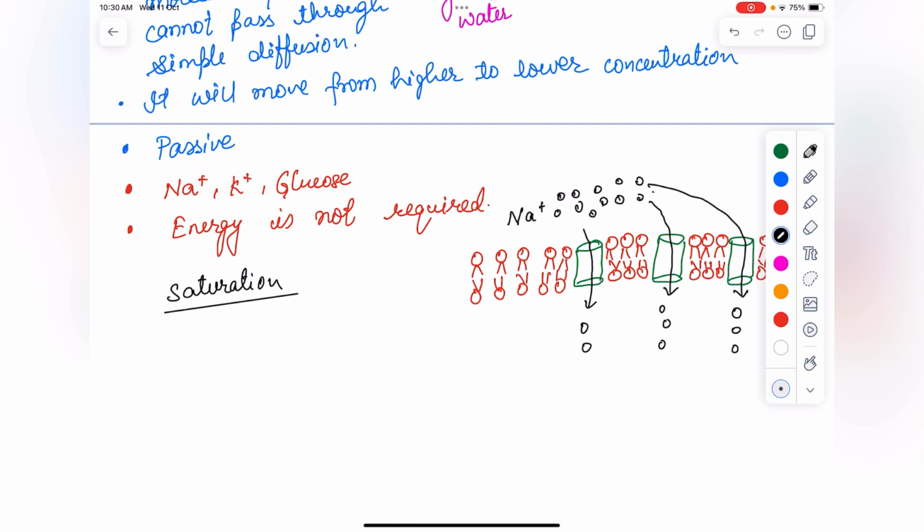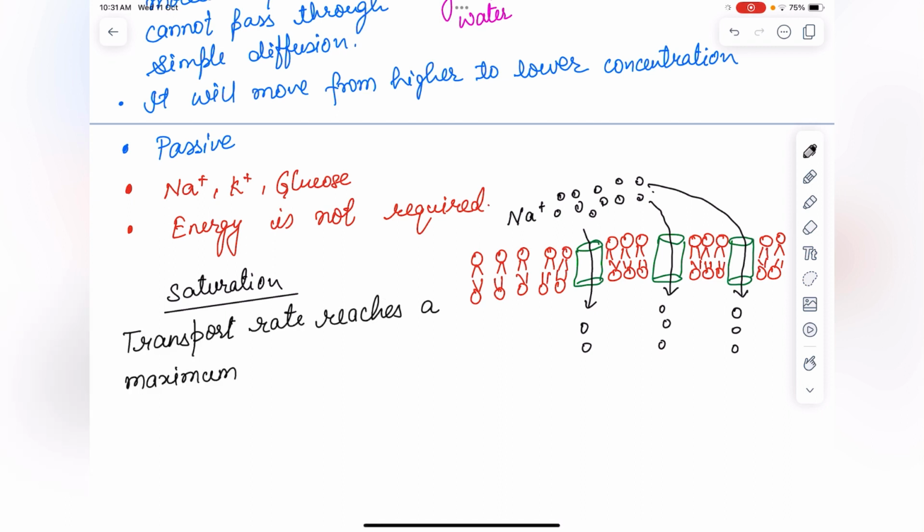अगर सोडियम का अमाउंट ज़्यादा हो गया बाहर, मेम्ब्रेन के आउटसाइड कंसंट्रेशन विल बी हाई, and if all the channels are transporting sodium, तो क्या होगा, that is called saturation. मैक्सिमम जब पहुंच जाए रेट ट्रांसपोर्टेशन का, that is called saturation. Here I'll write the transport rate reaches a maximum when all of the protein transporters are being used.